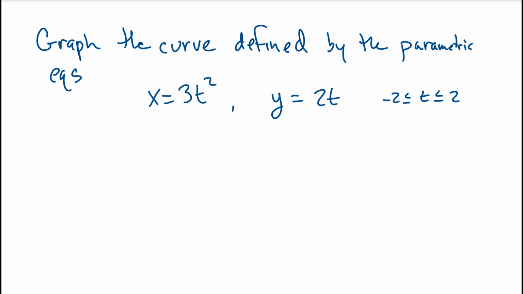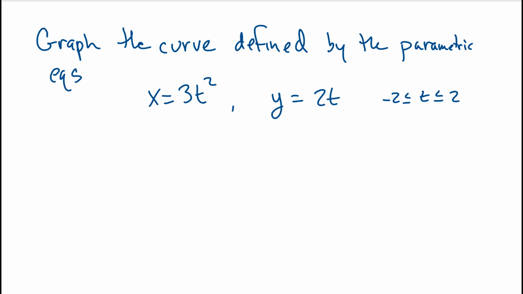Now we're going to graph the curves defined by the parametric equations. X is equal to some function of t. Oh, I mean, it's equal to 3t squared. Y is equal to some different function of t, which is just 2t, and we're going to keep our t's between -2 and 2.